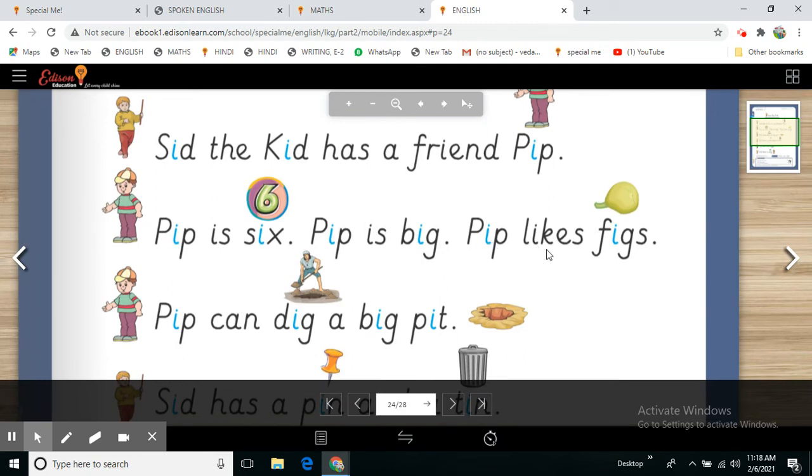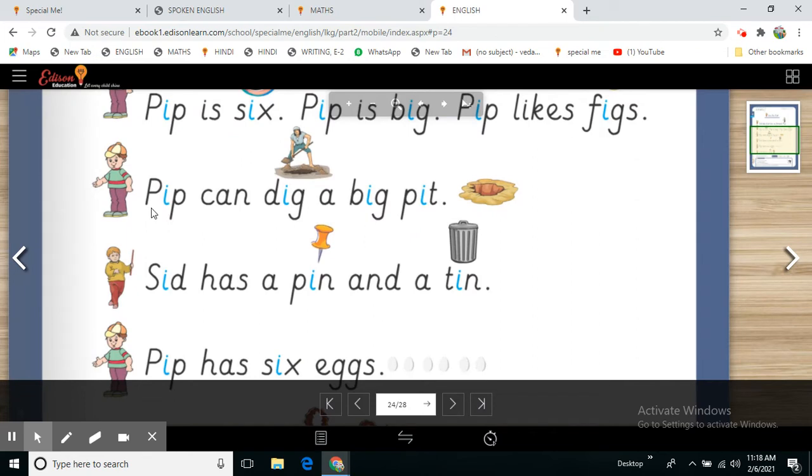Pip likes, L-I-K-E-S, likes, with an S at the end of the word. Figs, F-I-G-S. Pip likes figs. And what does Pip like? Figs. Okay, he likes figs. Pip is 6, which means Pip is 6 years old. Pip is big, age-wise Pip is older than Sid. Pip likes figs. Which fruit does Pip like? Figs. Right. Pip is 6. Pip is big. Pip likes figs.